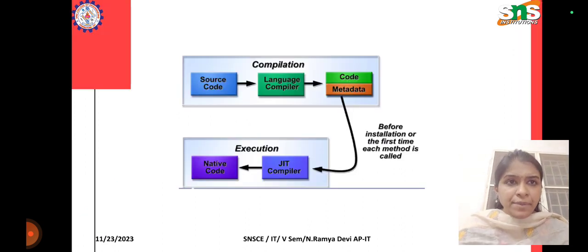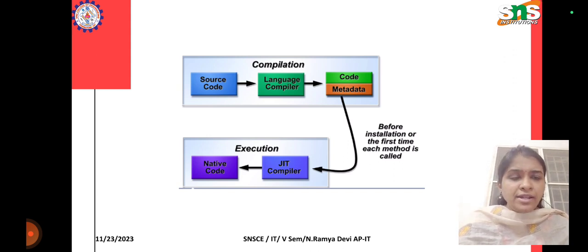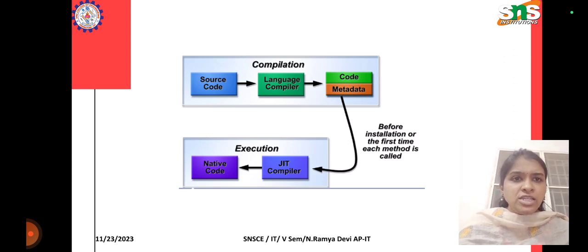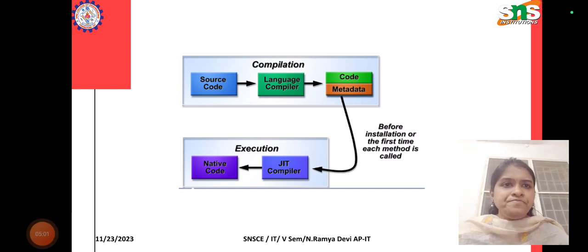And this is the compilation process in web services. First, the source code is compiled using any language compiler, and then the code along with the metadata is transferred to a JIT compiler and is converted into native code.